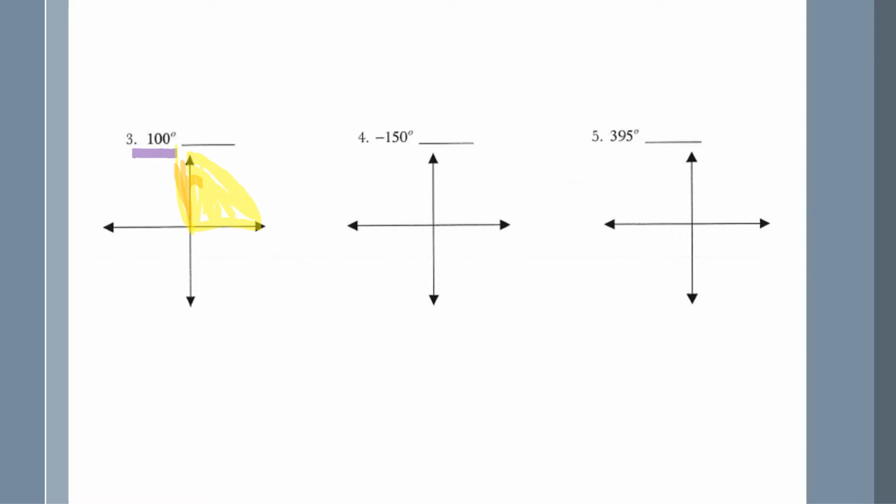So that's in quadrant two. That's what that would be. So negative 150 degrees. All right. So because it's negative, it's going to go clockwise. But how do we figure out where it should be? Here's how I would tell you what to do.